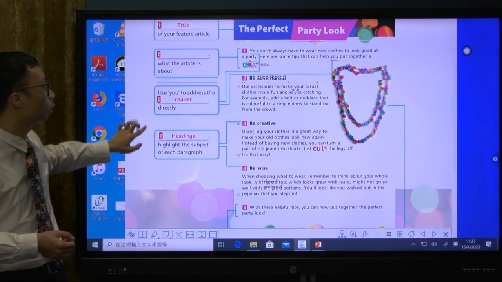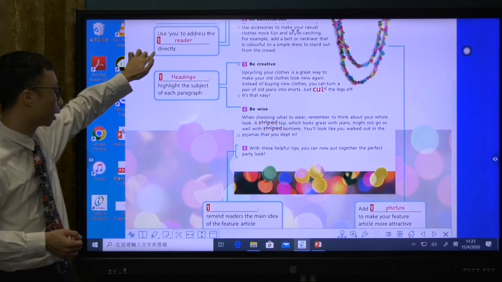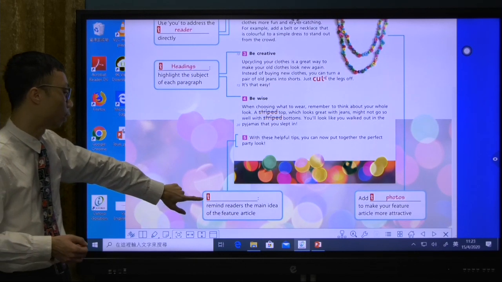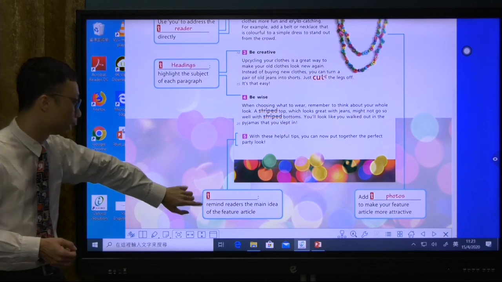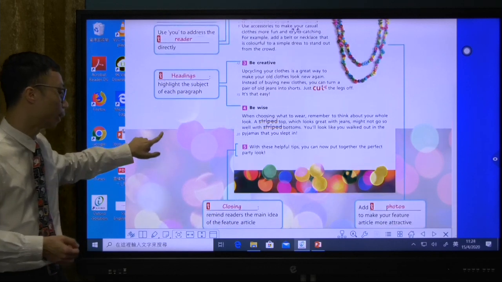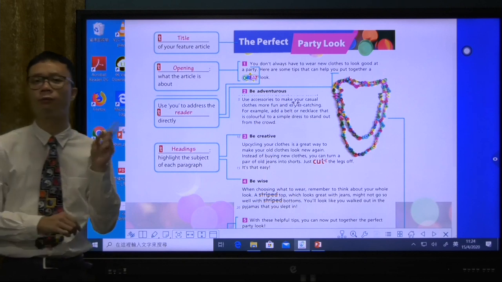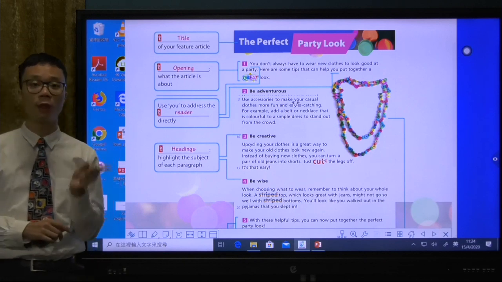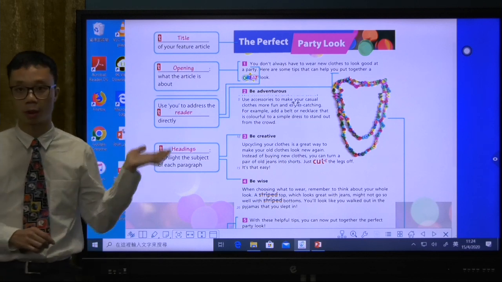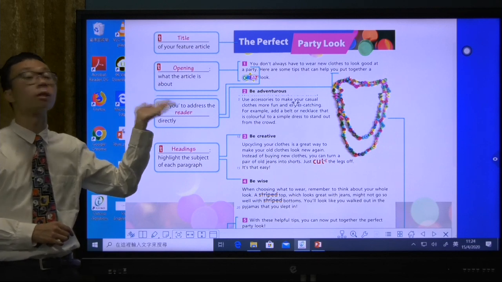And then the last two would be the opening and closing. If this is the opening, then the one at the back is definitely the closing. It helps remind your readers of the main idea of a feature article. The opening is basically the first paragraph of your feature article. It doesn't have to come with a heading; if you want, you can just label it introduction. Basically it's the introduction of what your feature article is about.